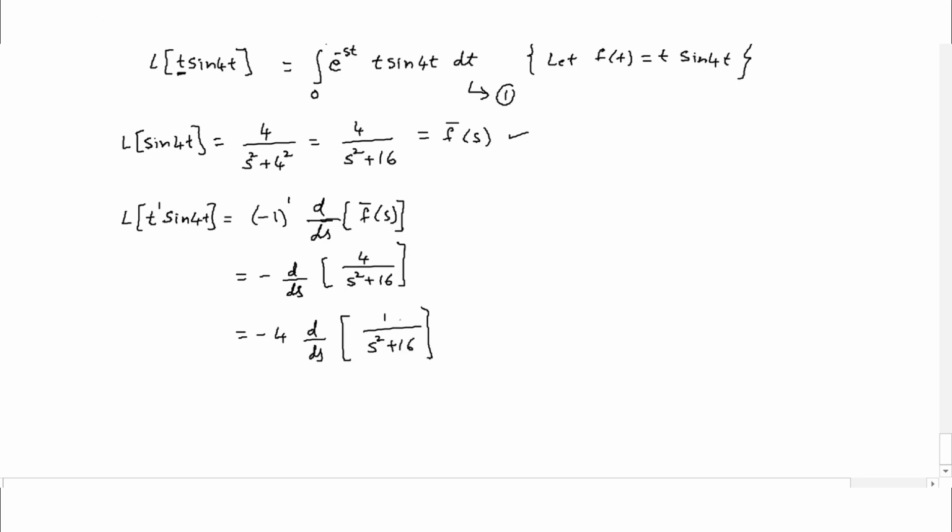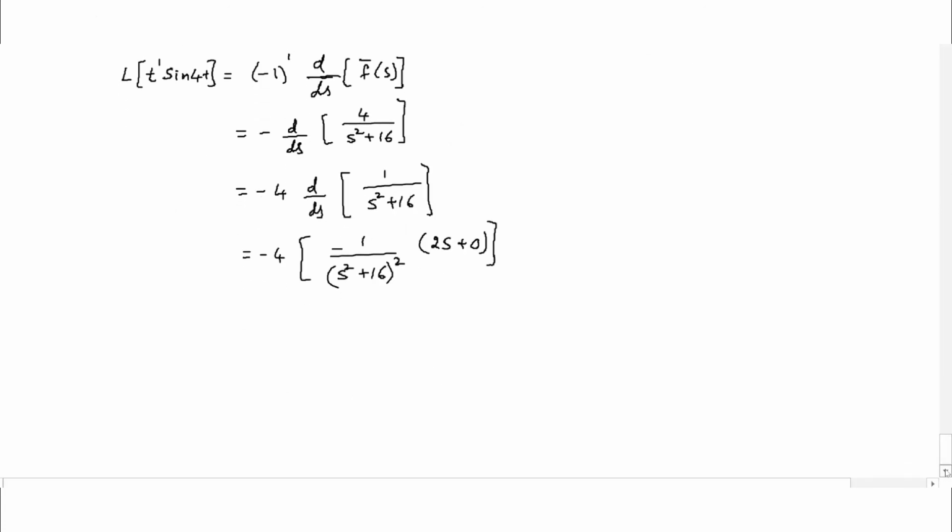Now it is in the form of d by dx of 1 by x. Its derivative will be minus 1 by x square. So it is minus 1 by s square plus 16 whole square into the inner differentiation of s square plus 16. S square differentiation is 2s, 16 differentiation is 0. If you further simplify this expression, multiplying minus 4 inside, minus of minus becomes plus, so positive 8s you will be getting, divided by s square plus 16 whole square. So that's the value of the Laplace transform of t sine 4t.